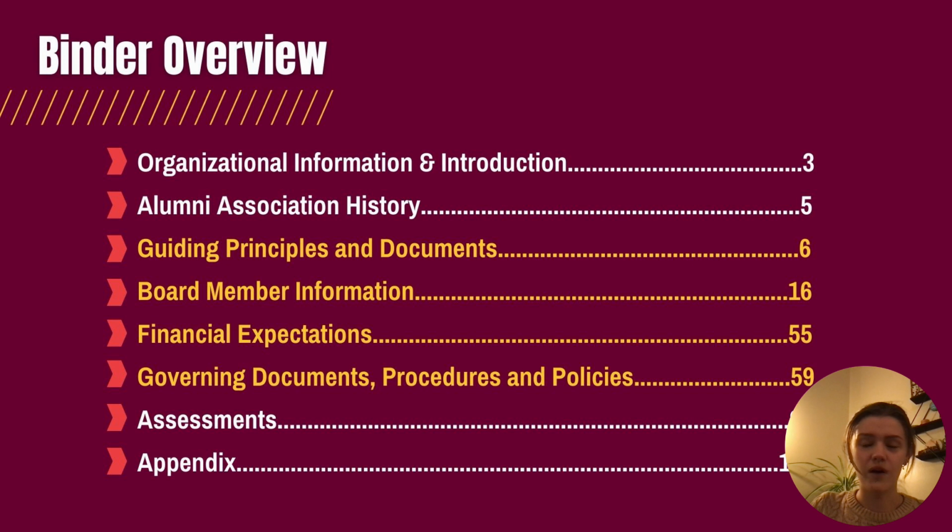This is an overview of your board binder, which is the document we'll primarily be using throughout this presentation. And because this is a bit of a shorter presentation, we're going to zone in on 4 distinct areas, and those are highlighted in yellow. This document is your best friend throughout your board service. It's going to have all of the information you need to be a successful board member. So without further ado, let's get into it.